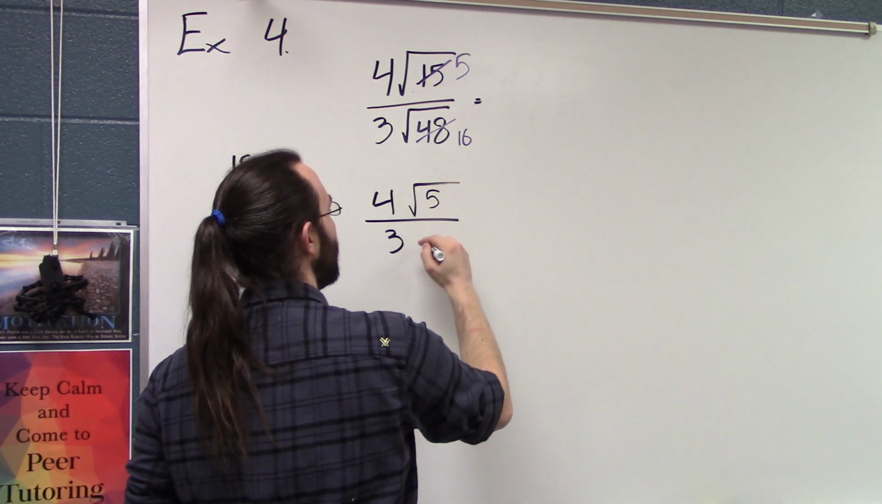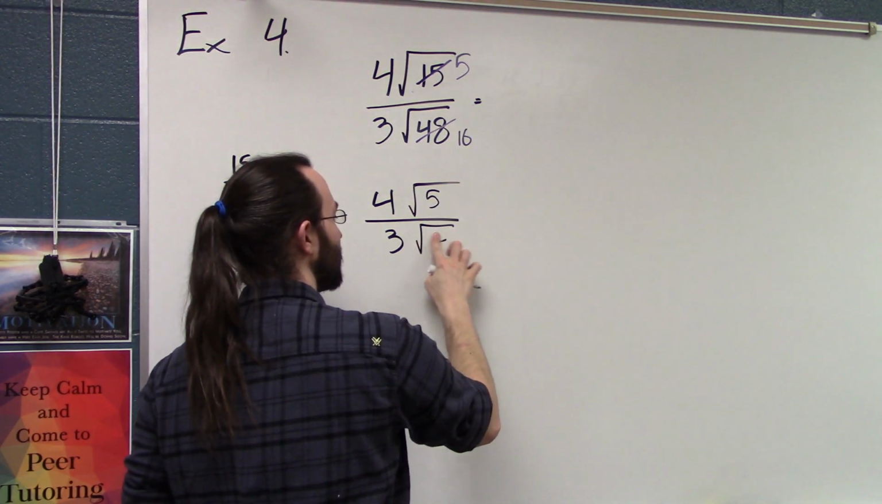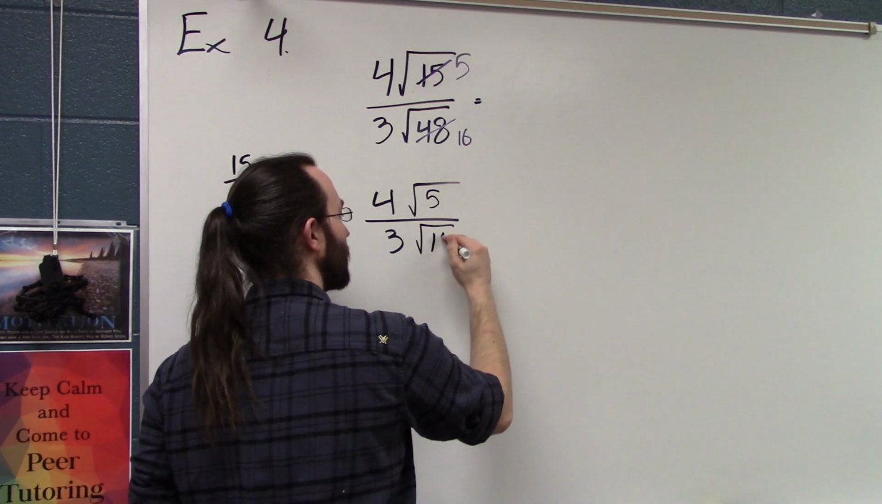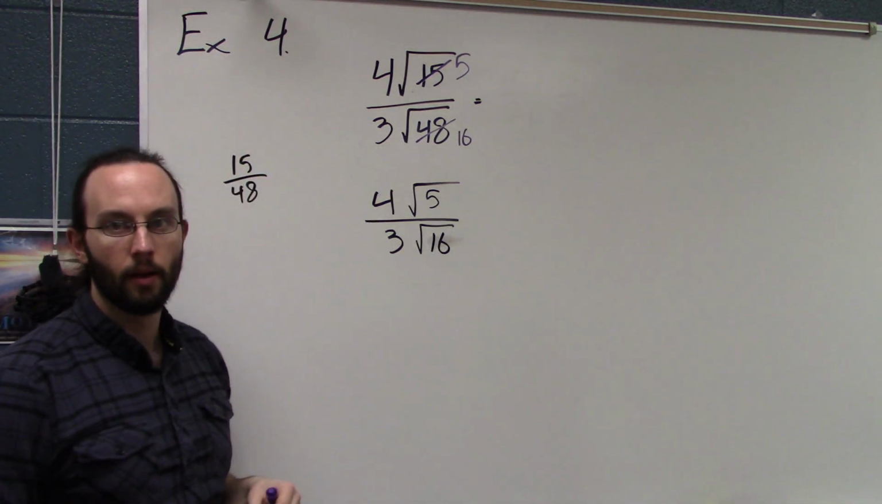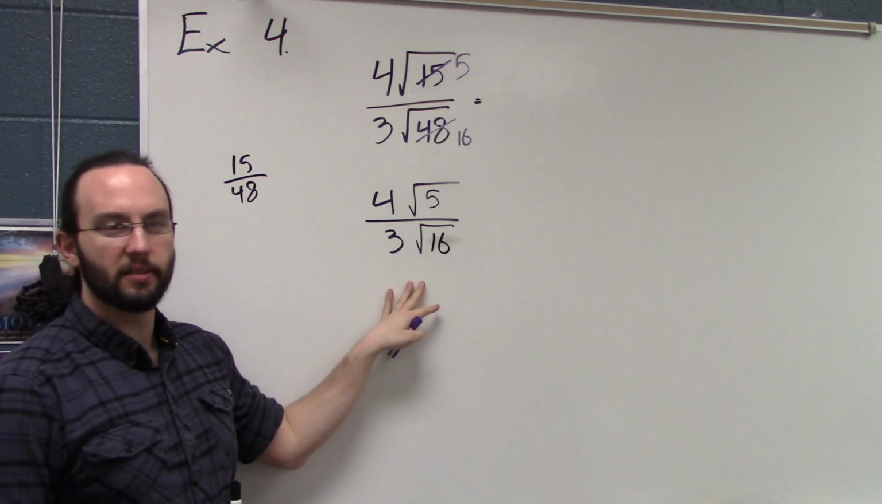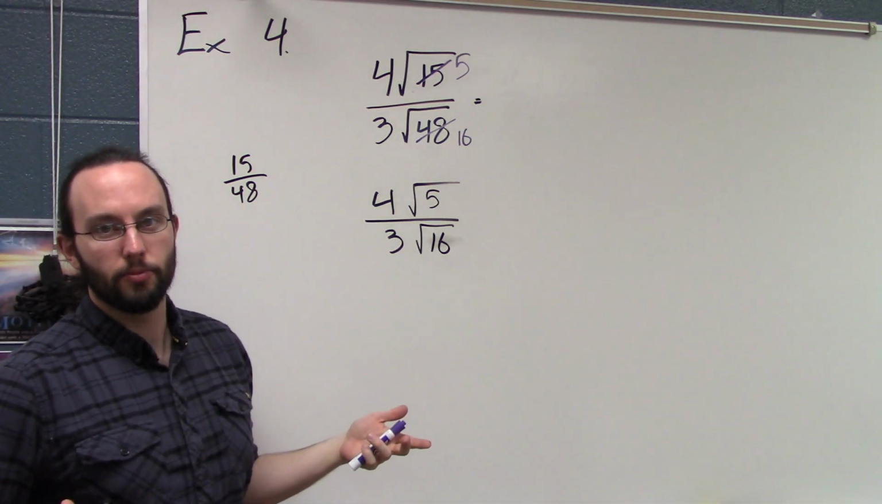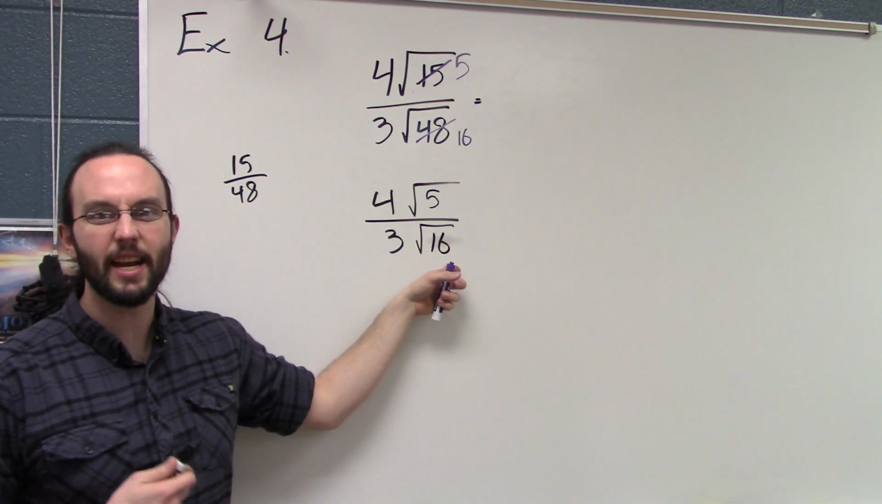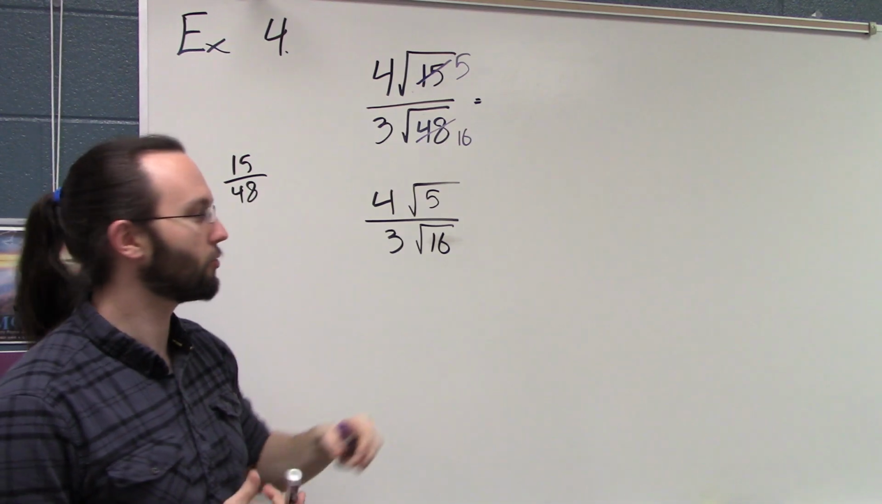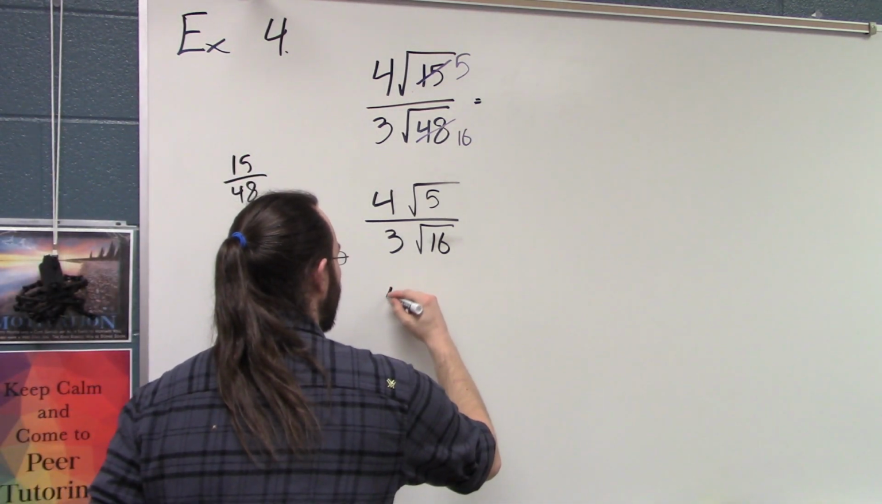a square root of 5, and a square root of 16. Getting ahead of myself there. Square root of 16. What's nice about this is, okay, square root of 5, can't do much there, but square root of 16 is something that I can handle. The square root of 16 is 4.